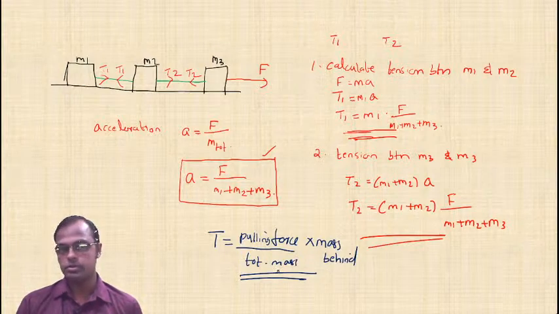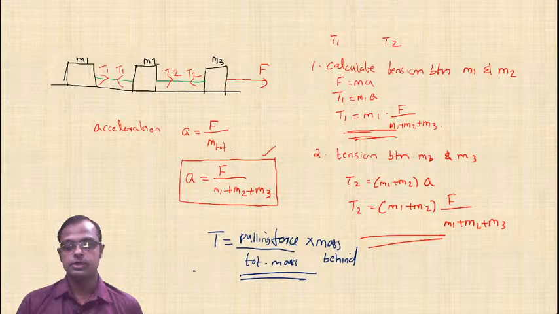Total mass means what? What is the total mass? M1 plus M2 plus M3. Now into mass behind, you will get the same answer. Okay, so this is the easiest way to understand the motion of bodies which are connected with an inextensible string.